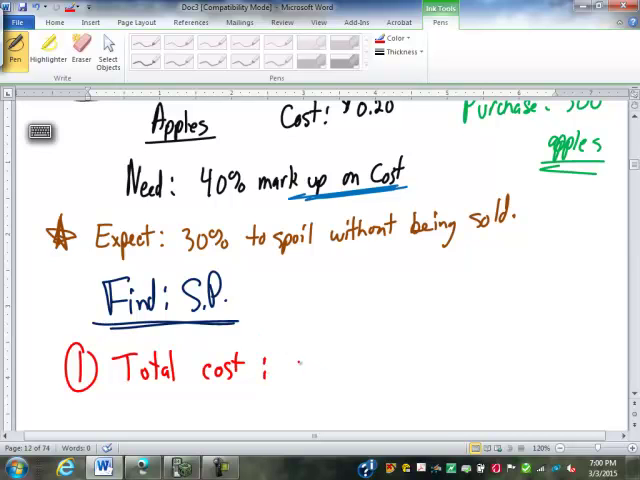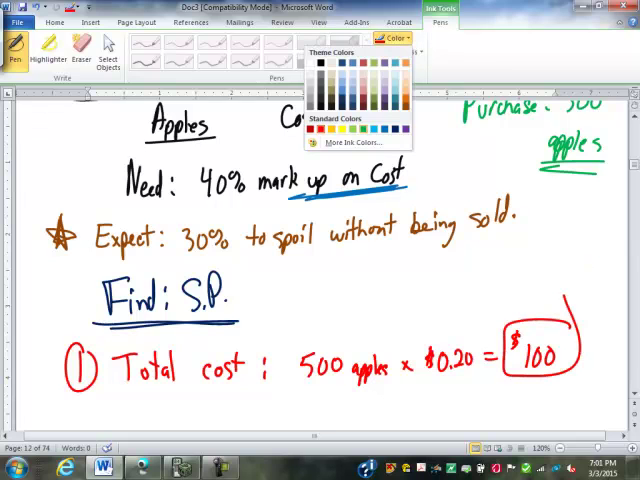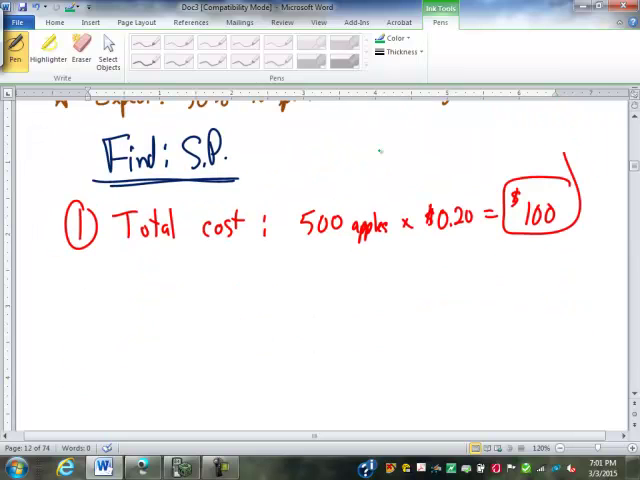So the total cost, 500 apples times 20 cents per apple gives us $100 in our apple cart. Step two is the step we should be really familiar with at this point. That is to mark it up.